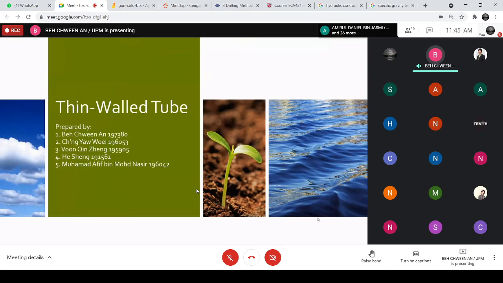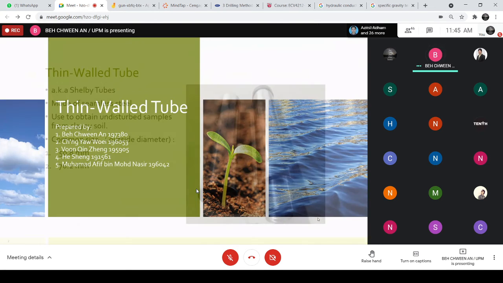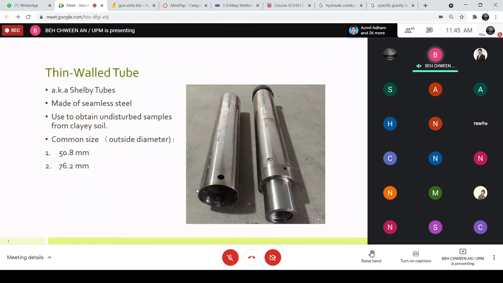Good morning, everyone. We are from Group 8 and we will present about the thin wall tube. The thin wall tube is also known as the Shelby tube, made of stainless steel. Its main purpose is to obtain undisturbed samples from clay soil. Common sizes used for this Shelby tube are an outside diameter of 50.8 millimeter and 76.2 millimeter.